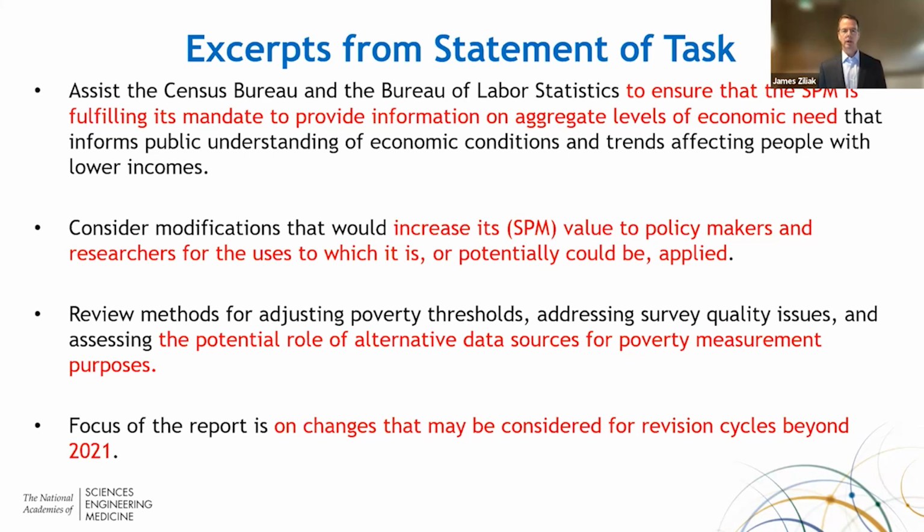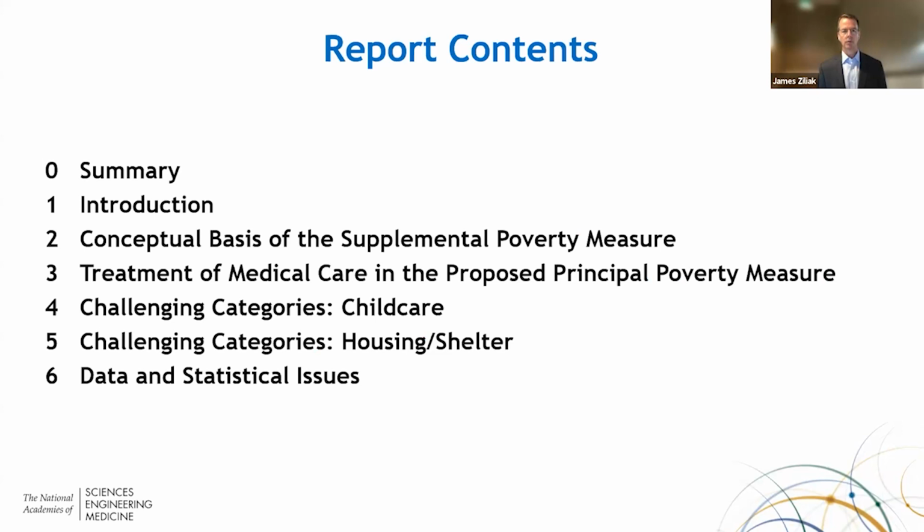So the report begins with the overall summary. There's an introduction. We have a long chapter two, on the conceptual basis of the supplemental measure. And then the remainder of the report focuses on those difficult issues that confront the current measure of the SPM, namely the treatment of medical care, the treatment of child care, the treatment of housing and shelter, and then lastly, some of the data infrastructure issues.